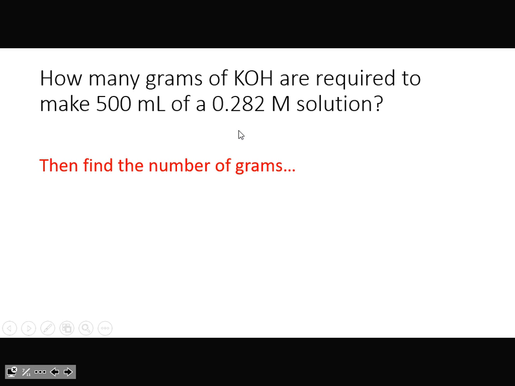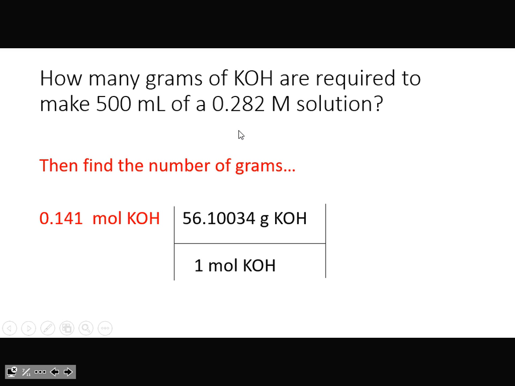All right, here we go. How are we going to do that? Here's my conversion factor. I have 56.10034 grams potassium hydroxide over 1 mole. Do I get a cancel? Yes, I do. My cancels are right there. I do my math, 0.141, multiply it by 56.10034, and I get the value of 7.91 grams of potassium hydroxide.